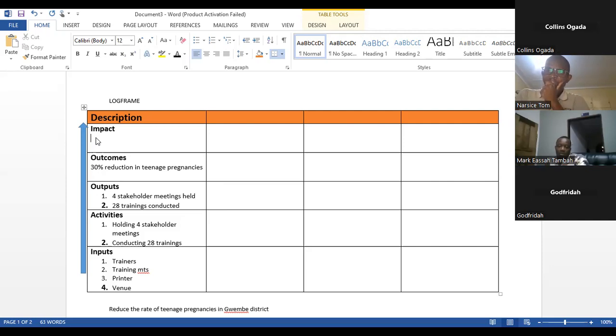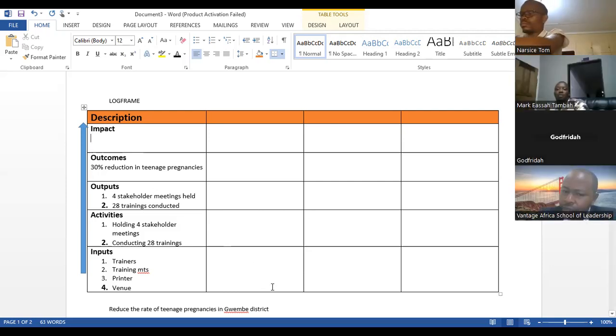Yeah, I think at some point. Let me hear from Godfrida. Godfrida, what do you think we are trying to really achieve here? The project that he's looking at is kind of related to something that I once did, so it's very close. I was working in an area where we had fewer girls in school than boys. Then we wanted to find out why. We did a research and we discovered that it's because of early pregnancies and early marriages.